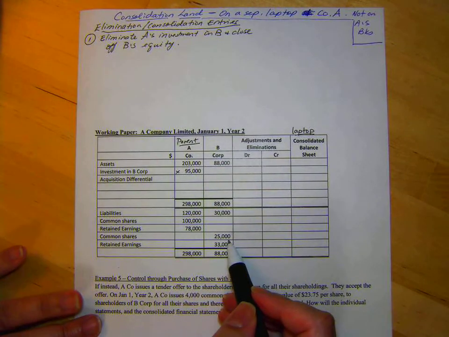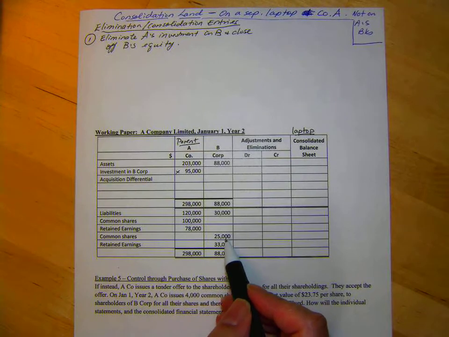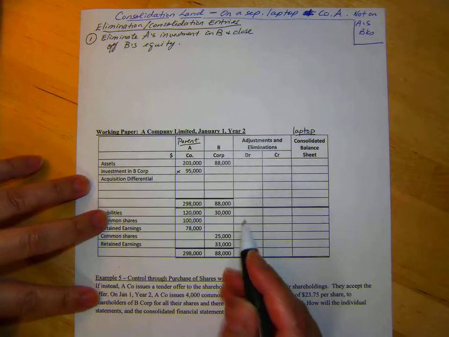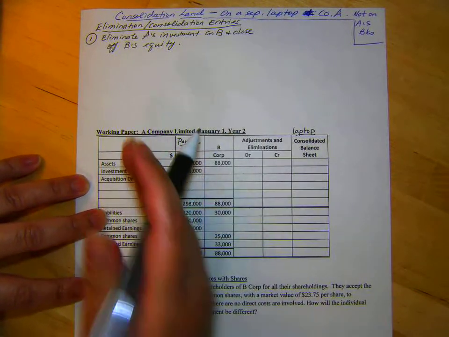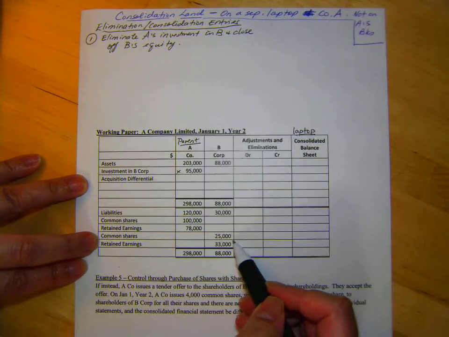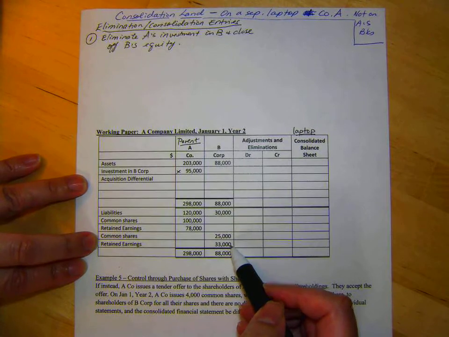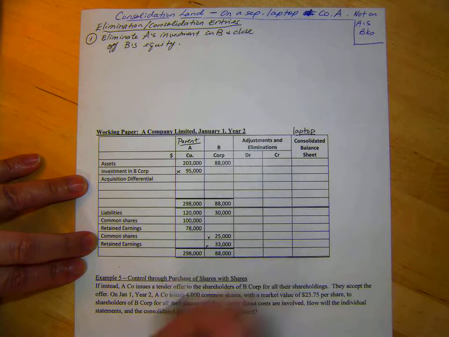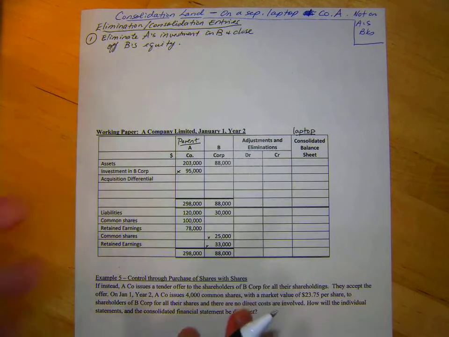And over here, B has equity, common shares and retained earnings. Well, if they become part of us, do they have their own retained earnings and common shares? No. So we've got to get rid of these guys too. That's what we're doing with the first step. What books are we doing this on? No one's. Just on a consolidation laptop. It's just a worksheet. Okay?